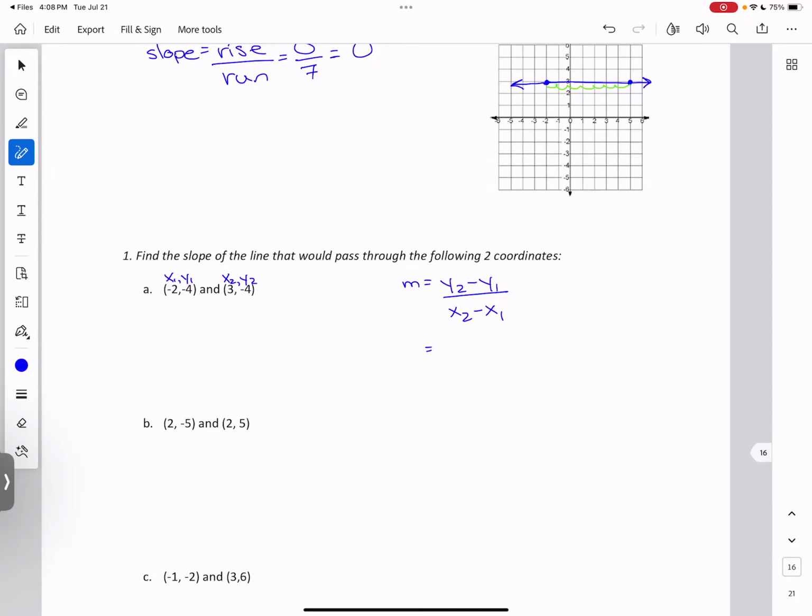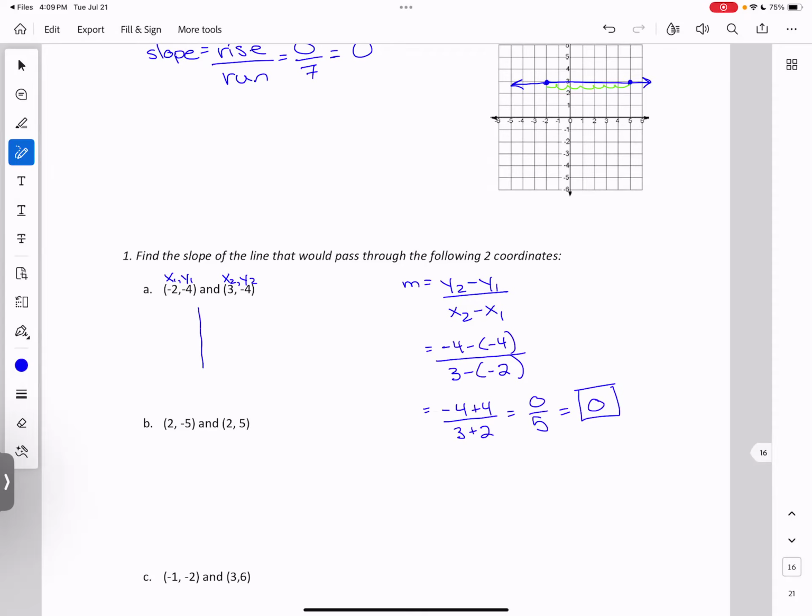So that would be -4 minus -4 over 3 minus -2, which gives me -4 plus 4 over 3 plus 2. So I get 0/5, which gives me 0. So this has a slope of 0.